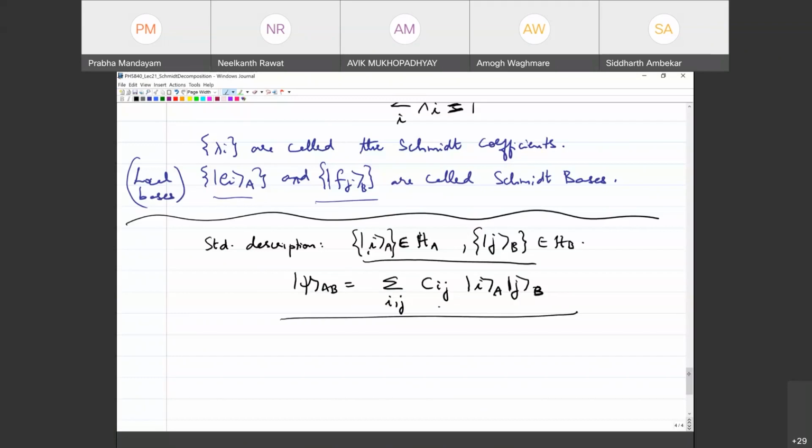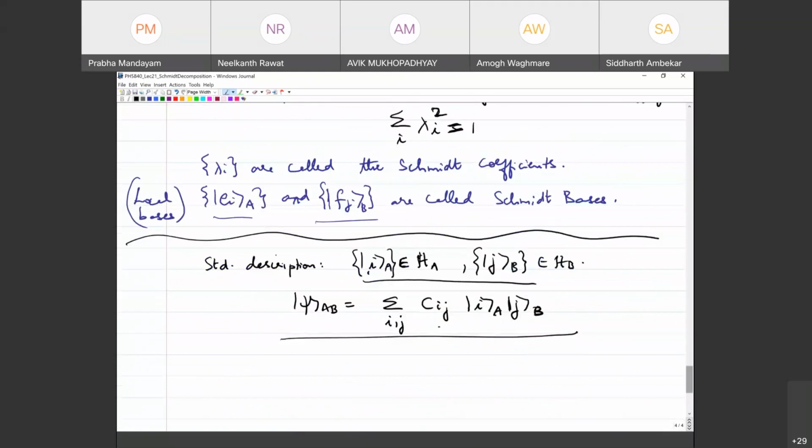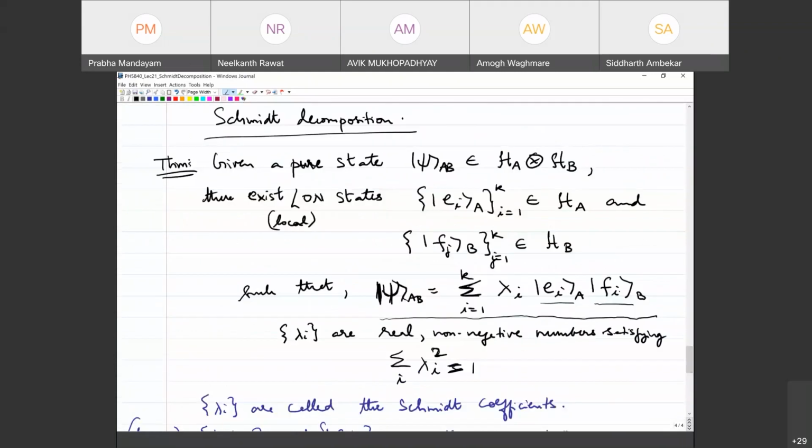So this Schmidt decomposition is not that. It is saying that from this general description, I can always go to a description of this form. I can always find an EI and an FJ such that the state can be written in this so-called diagonal form, where the summation is just over one index. And when you do that, depending on how many of these Schmidt coefficients are non-zero, you can decide how entangled the state is.